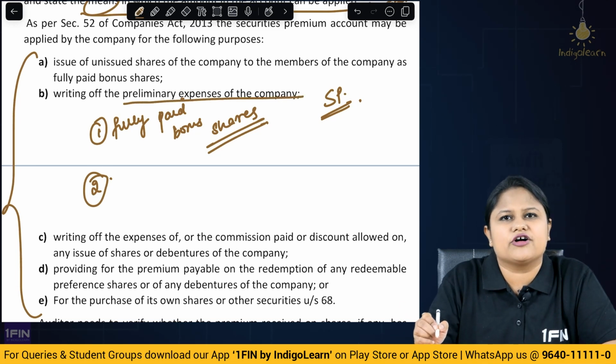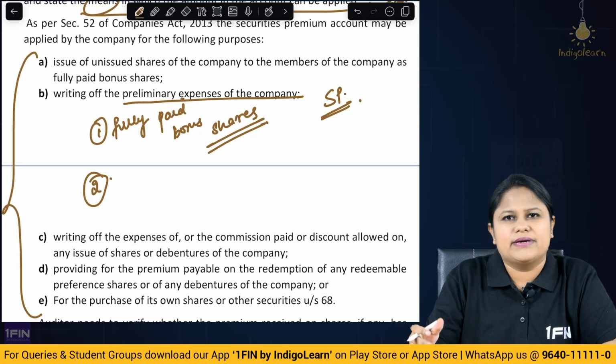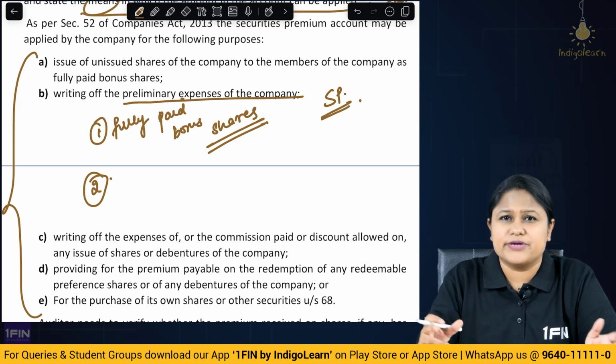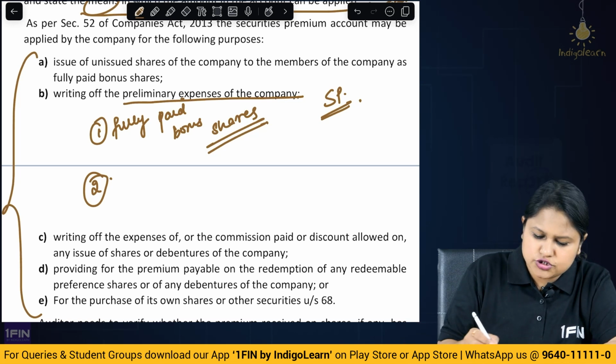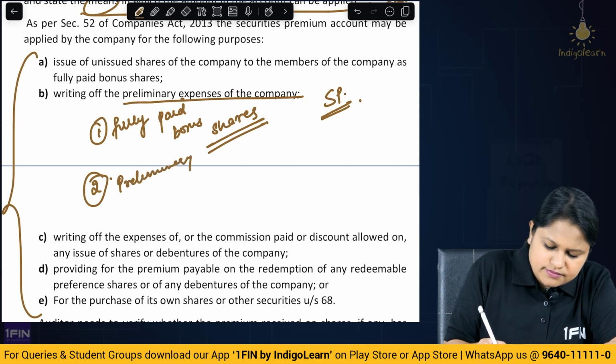Preliminary expenses are pre-incorporation expenses. Okay. All the expenses incurred for the purpose of incorporating, like printing the memorandum, articles, okay, project reports, feasibility study, all of that we do. So there is going to be a lot of pre-incorporation expenses. For that to write off also, we can use securities premium. So that is preliminary expenses.